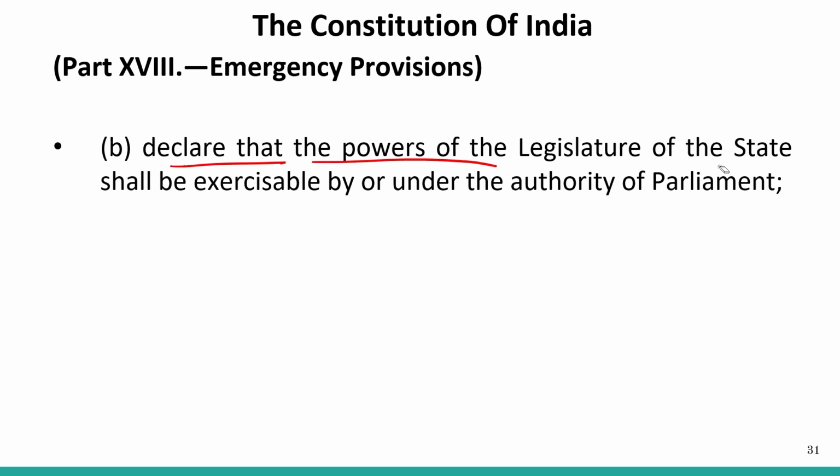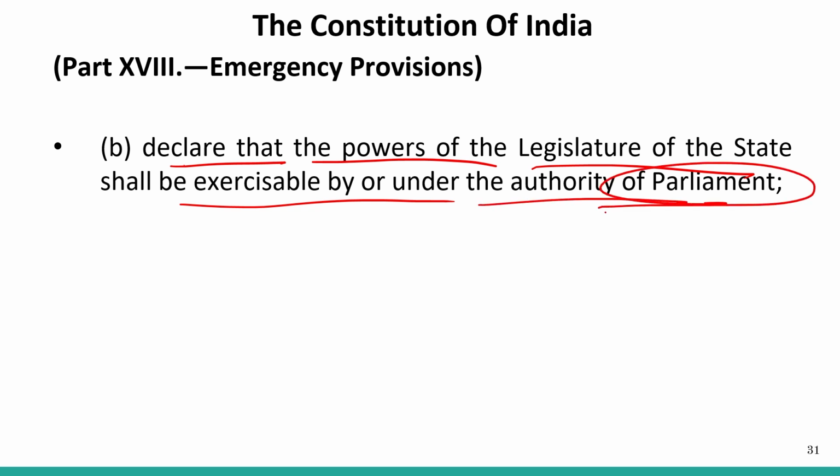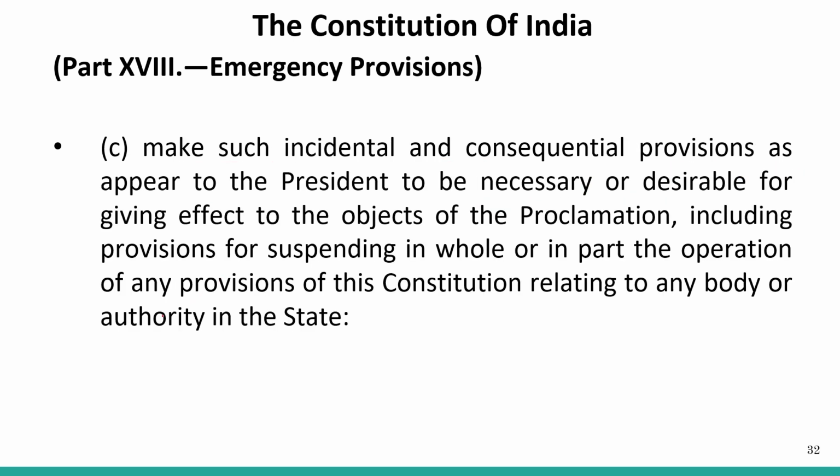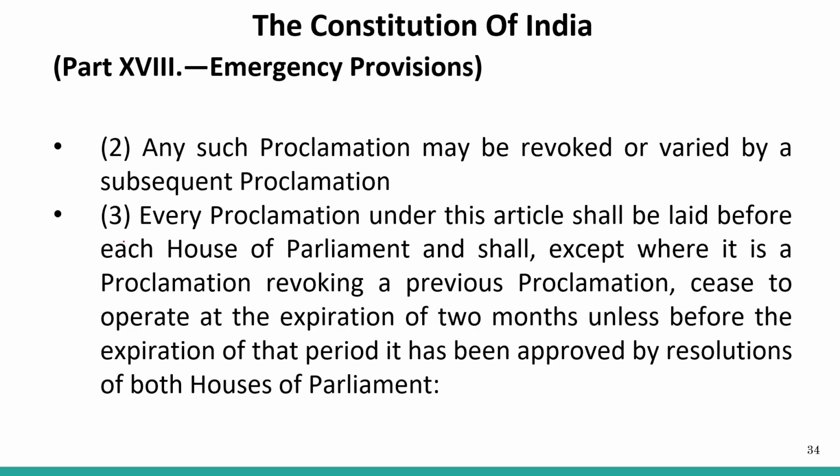Declare that the power of the legislature of the state shall be exercised by or under the authority of the parliament. Obviously, the powers shall come into the hands of the union, that is, the central level. Makes such incidental or consequential provision, not important for you, so we'll be skipping that portion also. This we have already informed. Every information shall be laid down.